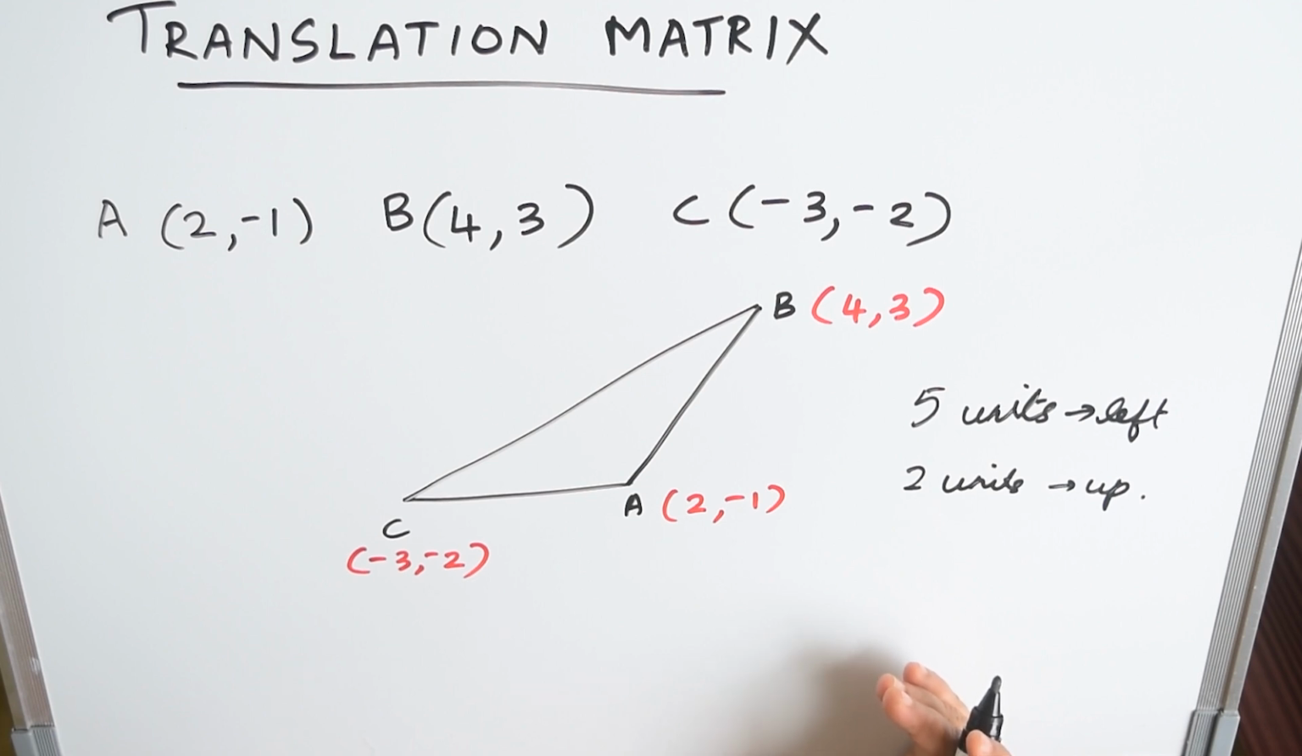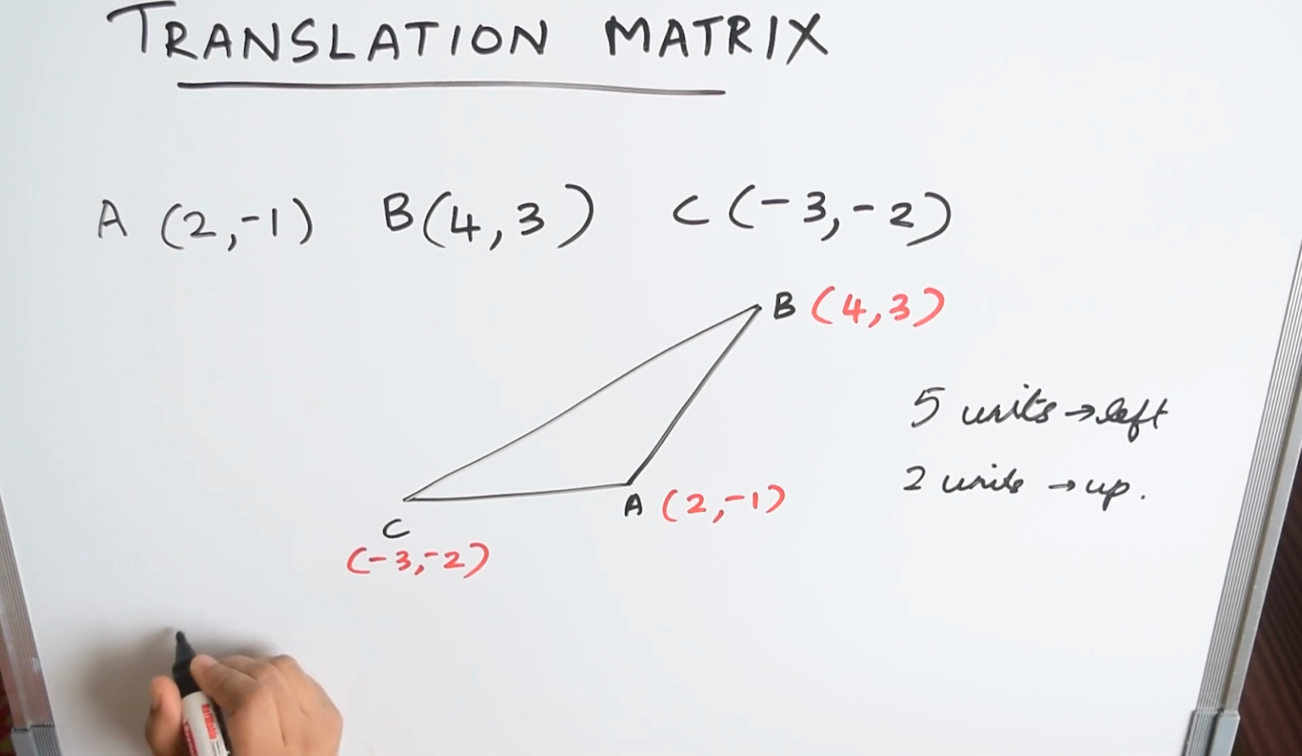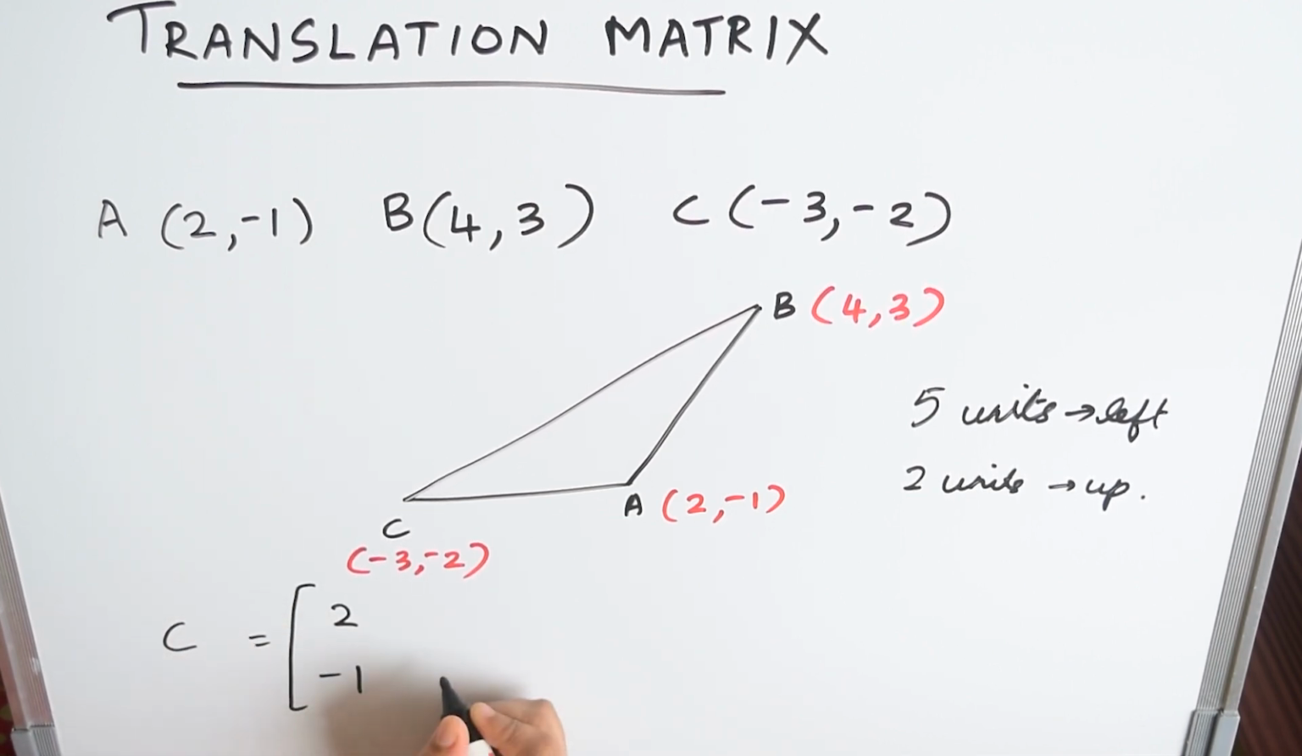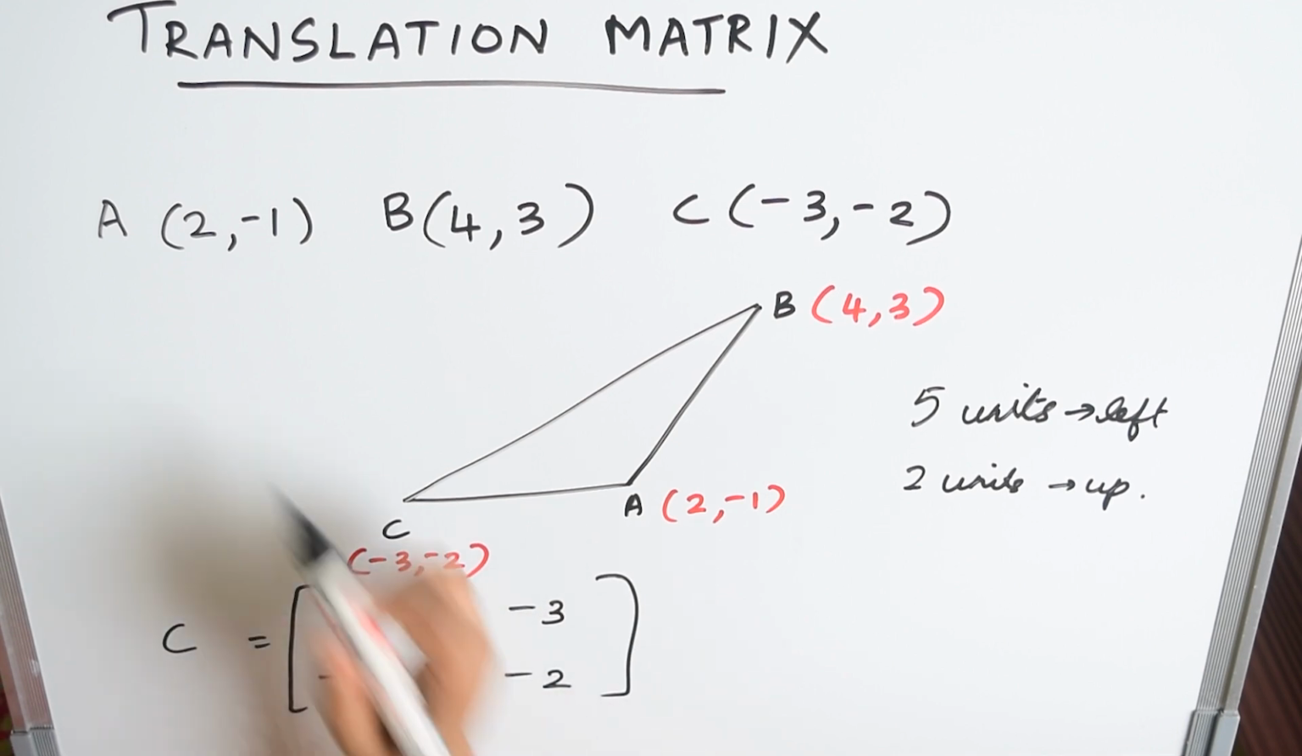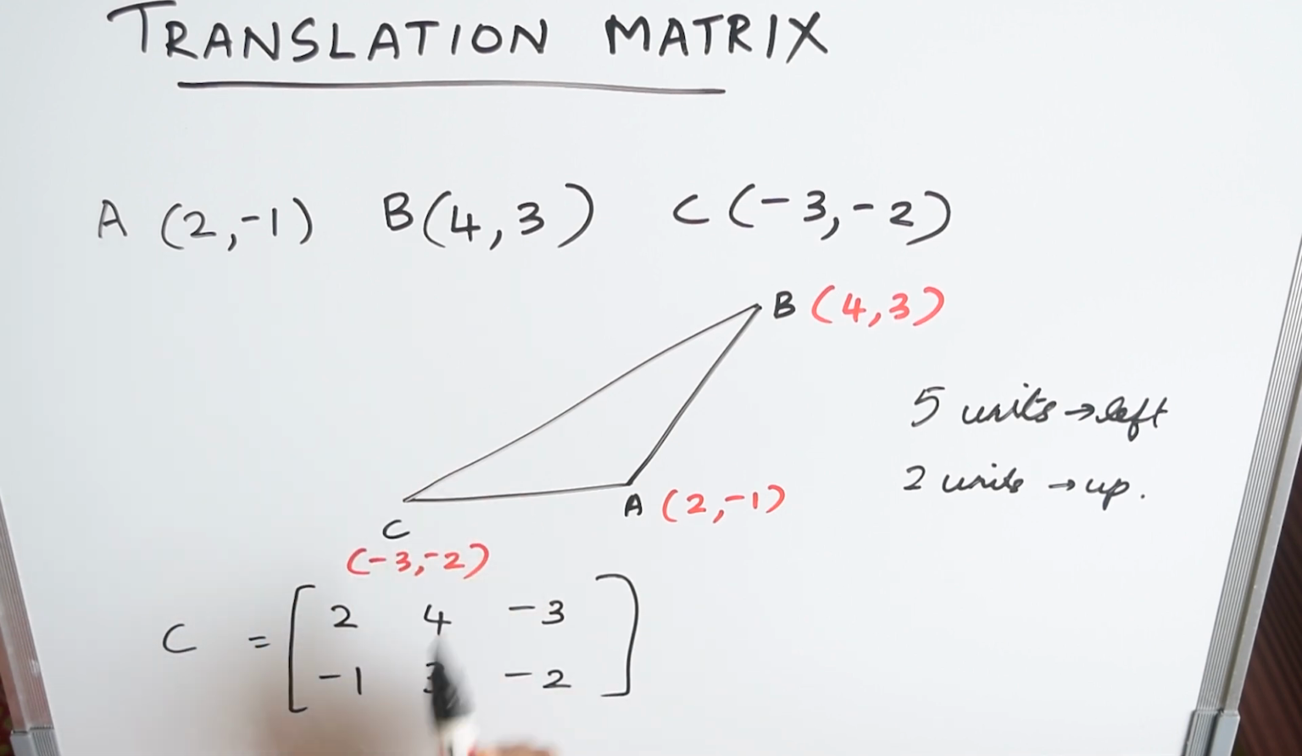Let us write the coordinate matrix for the given triangle. The coordinate matrix can be written as C equal to 2, minus 1, 4, 3, minus 3, minus 2. So this is coordinate A, 2, minus 1. This is coordinate B, 4, 3, and this is coordinate C, minus 3, minus 2.